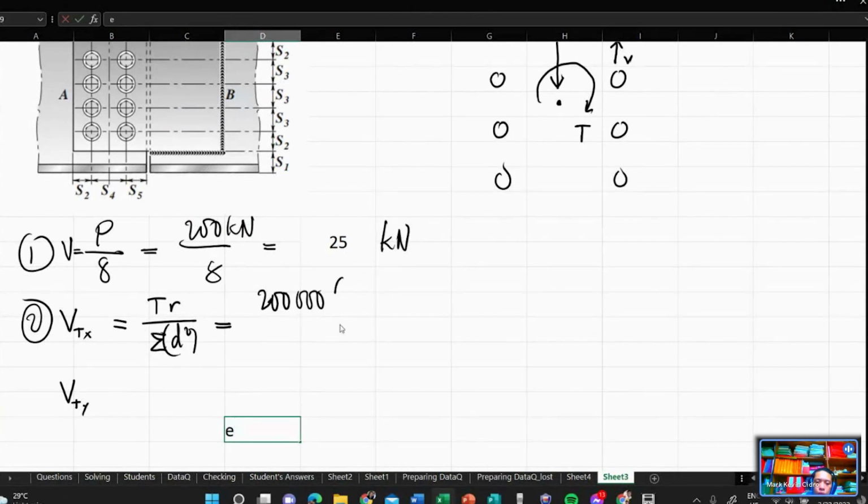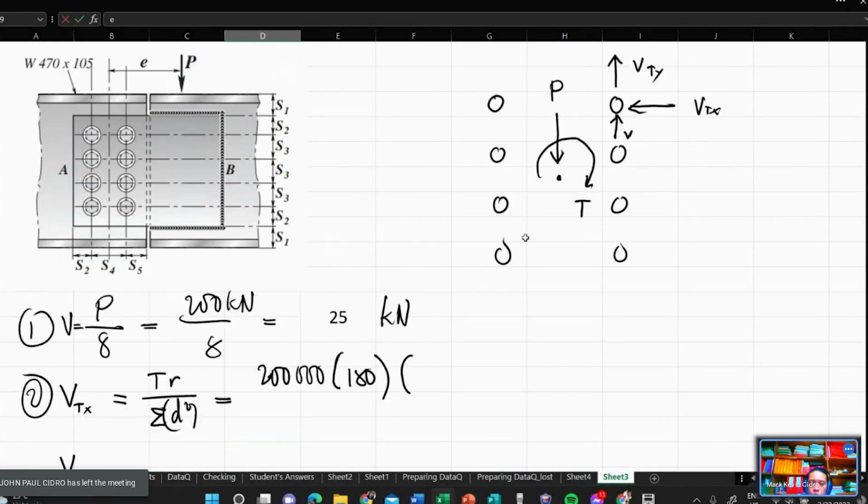200,000 Newton multiplied by e, which is 180. That's your torque, multiplied by the radius. What radius? The distance of the bolt you consider, which in this case is this bolt because it is the critical bolt, right? Its distance from the centroid. But since the force we are resolving is along the x, this is the distance, the perpendicular distance.